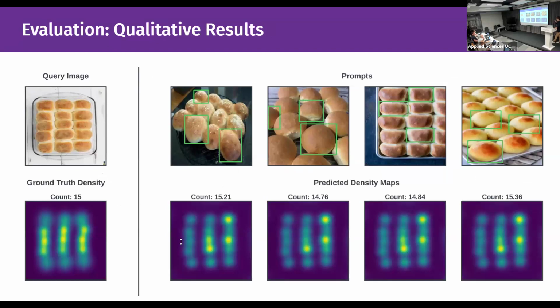Okay, so here you can see some qualitative results. Specifically, we tested the performance using the cross-image counting setup for the same query image using prompts with objects that have slightly different appearance than in the query image. But as you can see, regardless of the appearance variations, our model accurately estimates counts that are very close to the ground truth one.